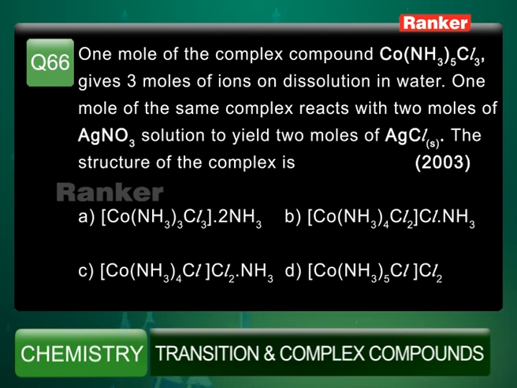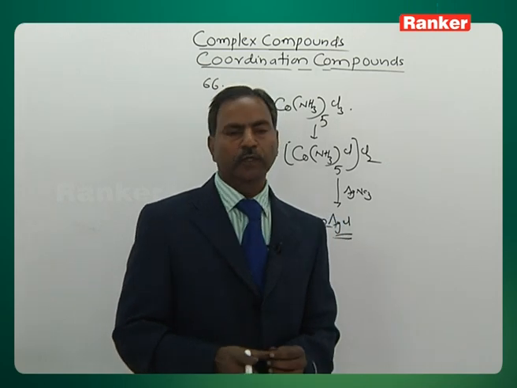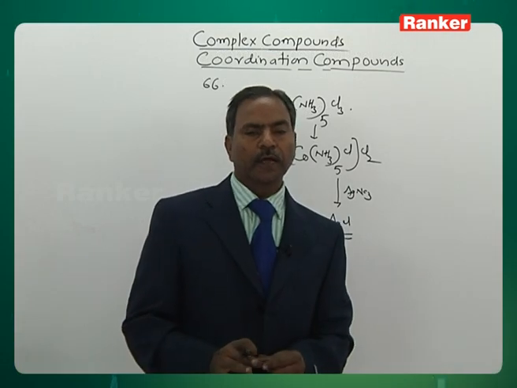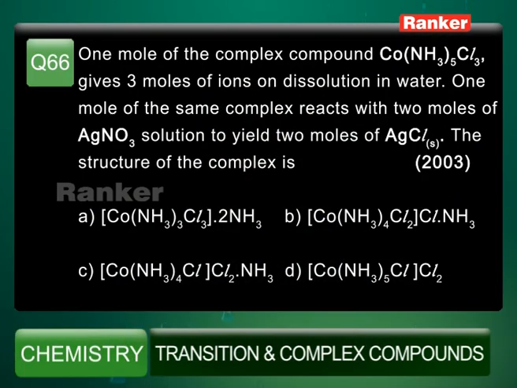A. Co(NH3)3 Cl3, 2NH3. NH3 should not be outside. Coming to B. Co(NH3)4 Cl2, ClNH3. ClNH3, how can it be outside? No. Coming to C. Co(NH3)4 Cl2 NH3. That is also not correct.